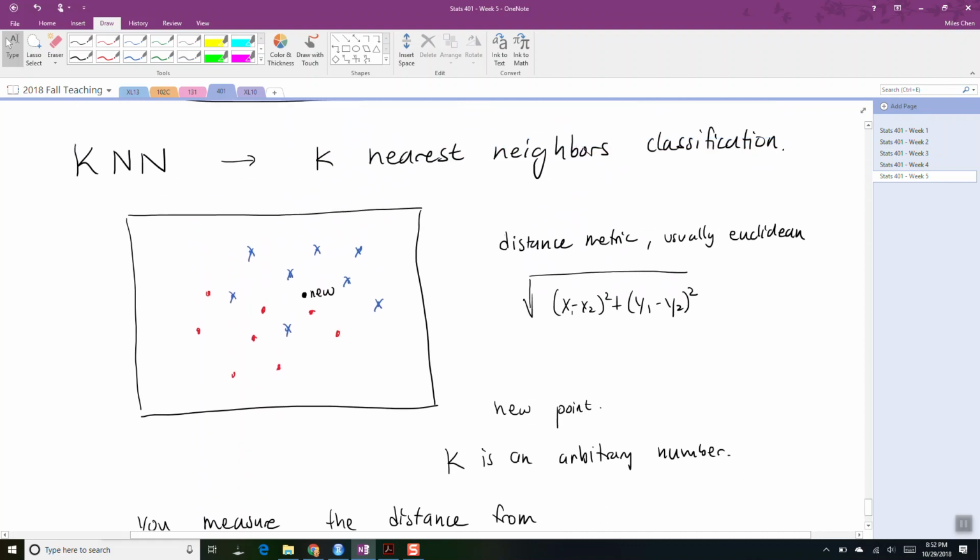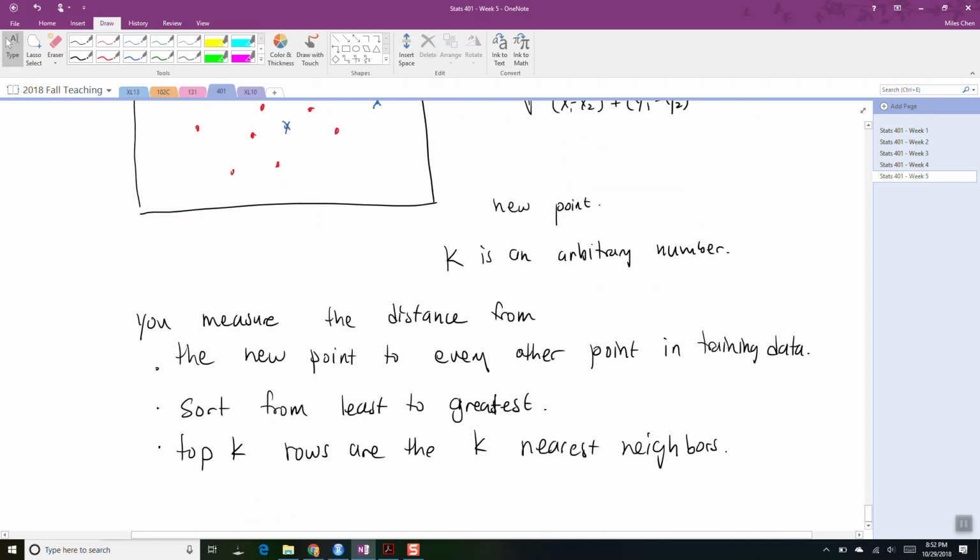So one thing about K nearest neighbors is all of your predictors have to be numeric. You can't have categorical because you need a way to measure distance, right? You can't measure distance from red to green. You need like 5 and 7, and you can say, oh, there's a distance of 2 or something like that. So the top K rows are your K nearest neighbors.